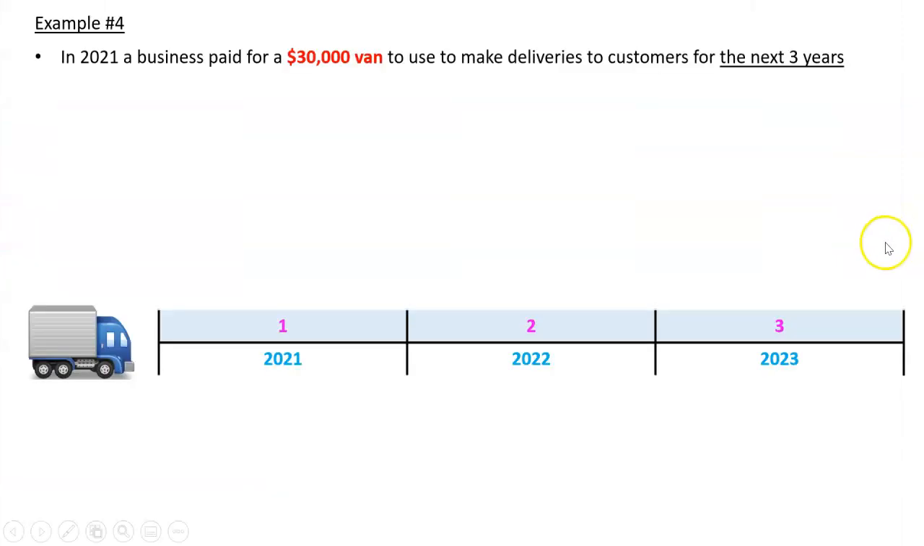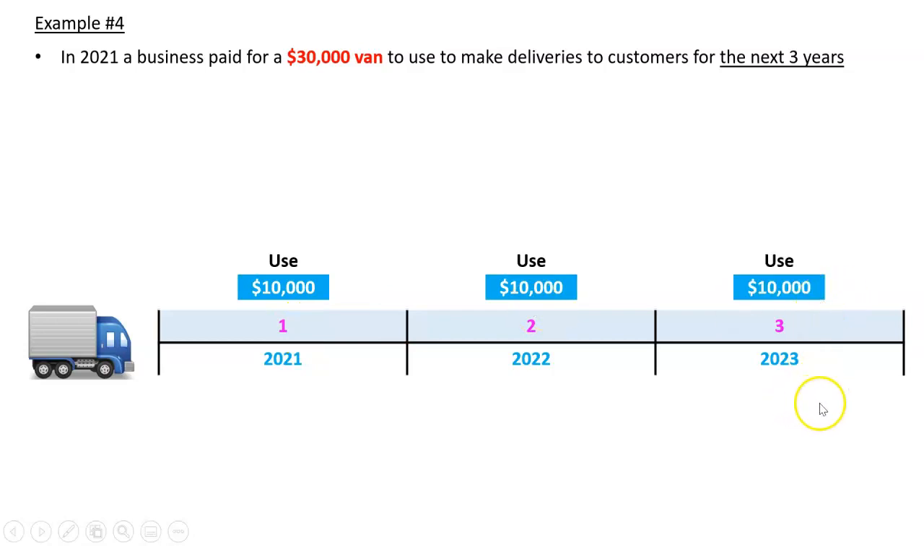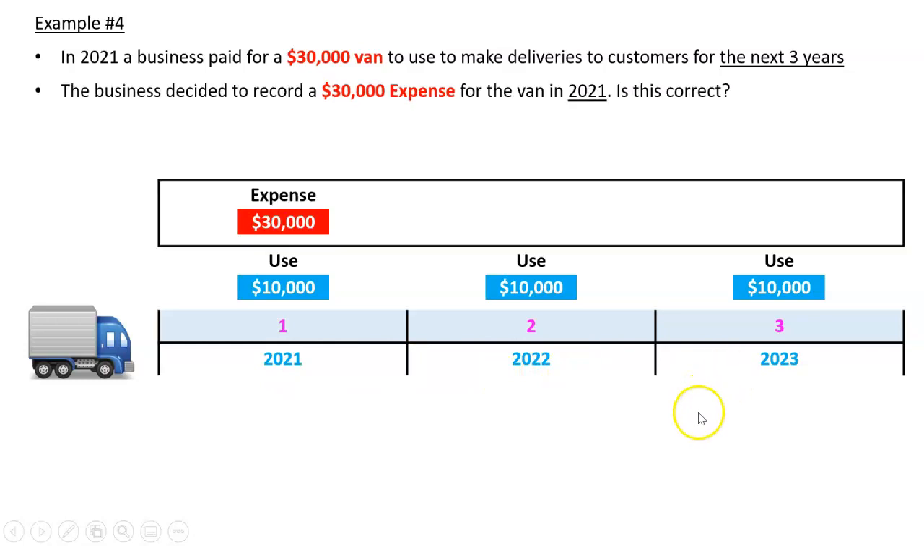One more example. In 2021, a business paid for a $30,000 van to use to make deliveries to customers for the next 3 years. There's a topic called depreciation. We'll look at it later. We're not really going to deal with it now. This is not quite a thorough example. It's just one to demonstrate the point here. But we're going to use that. That's called economic benefits. We're going to use the economic benefits of this $30,000 van in this year, and this year. So we're going to use the van for 2021, 2022, 2023.